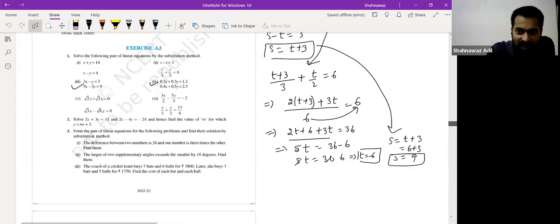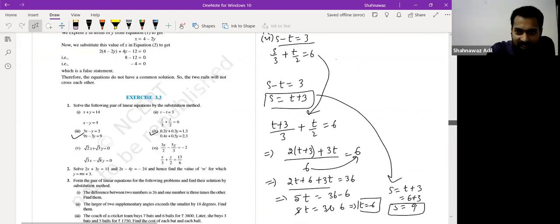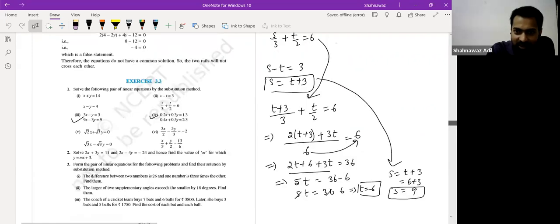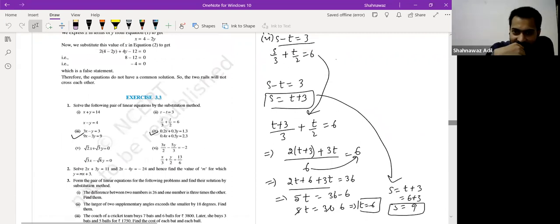So I rapidly did this question. Any doubt from this question? I just ran through this problem. Any doubt? No. Okay, and these third and fourth you did, right? Yes.